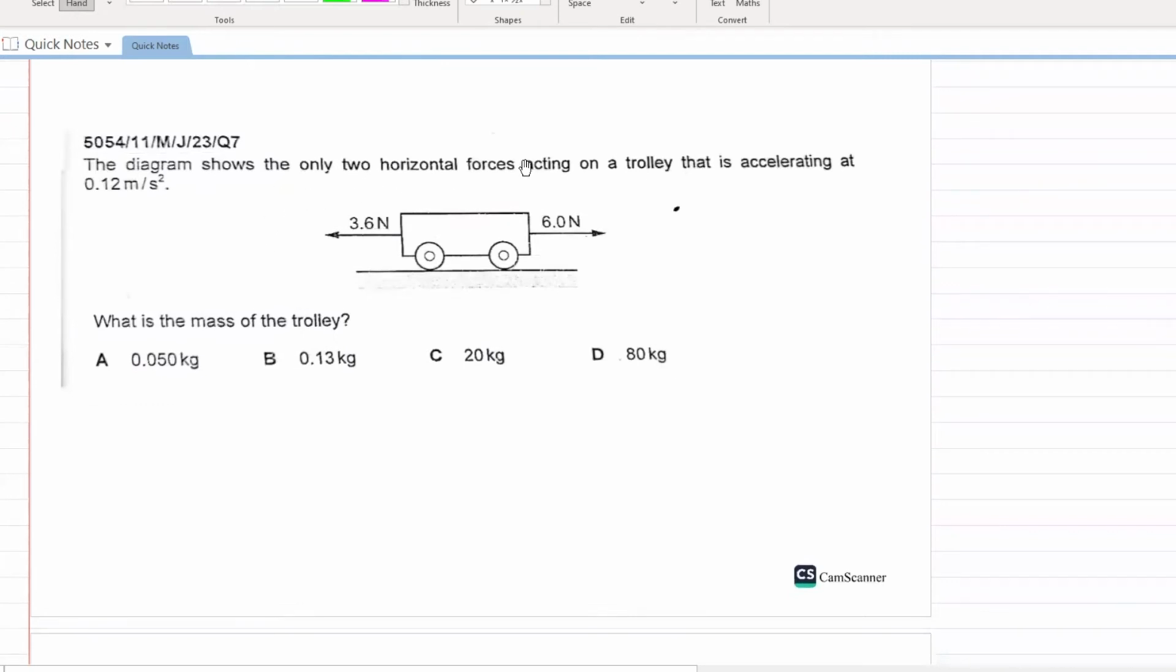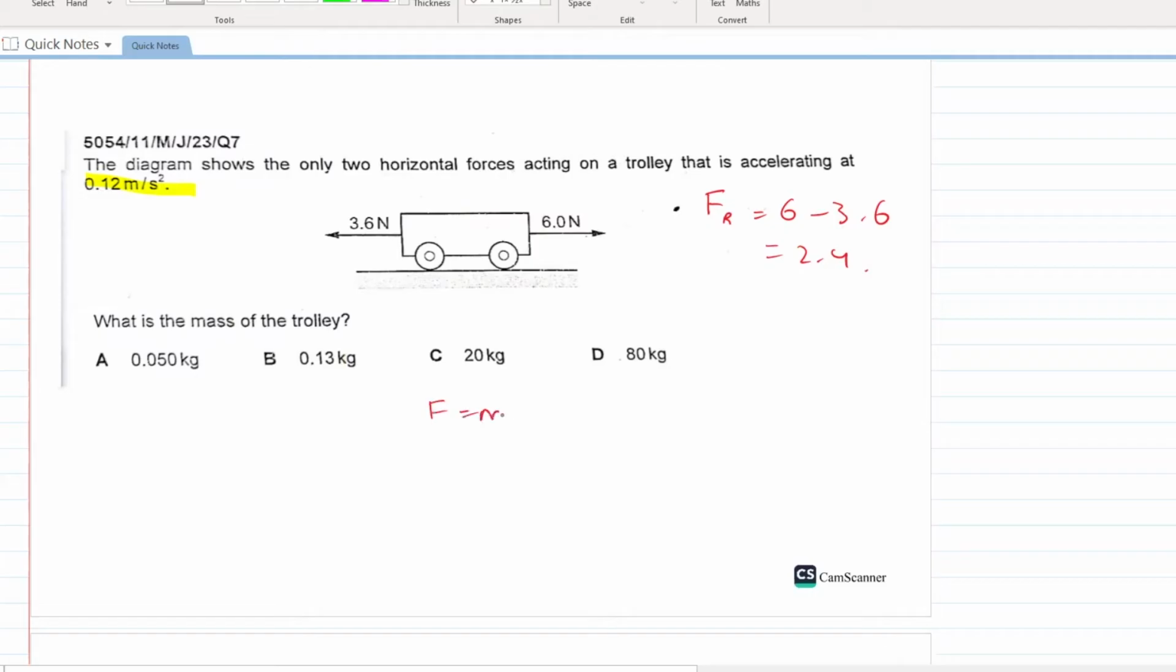The diagram shows only two horizontal forces acting on a trolley that is accelerating at this value. What is the mass of the trolley? Okay, so let's calculate the mass of the trolley. Your resultant force will be equal to what? 6 minus 3.6, that is 2.4. Your acceleration is 0.12.